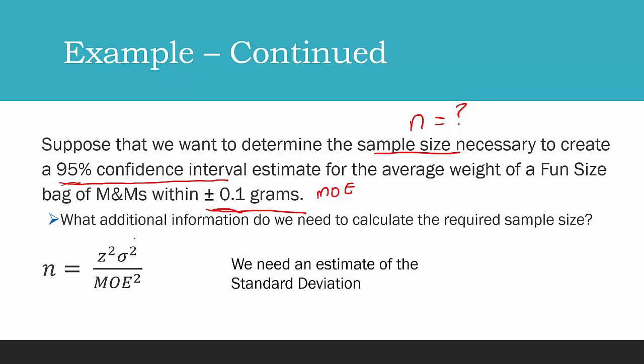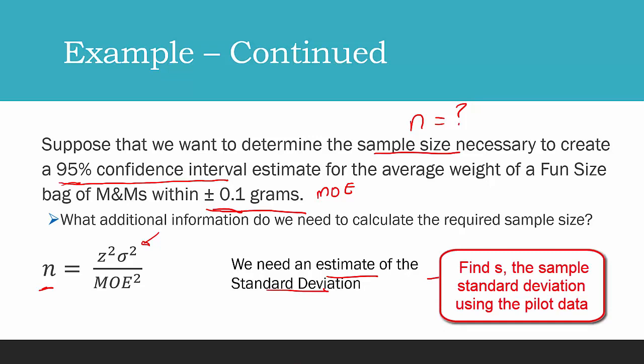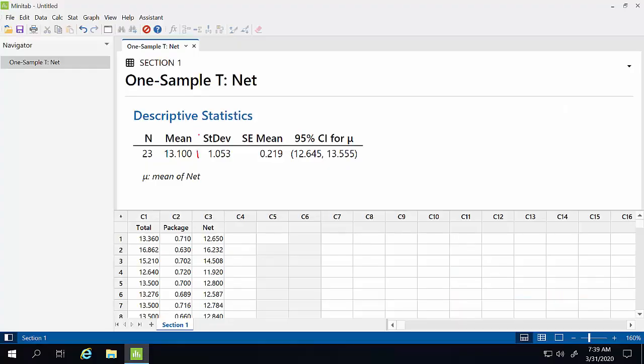To be able to calculate our N, we need to know some estimate of that standard deviation. In reality, we usually won't have sigma, so we'll need to find S. Remember, S is our sample standard deviation. We could find this by running descriptive statistics, but we can also go back and look at our Minitab output from running the confidence interval. The sample standard deviation will be included in that output. In our Minitab output, this value here is our sample standard deviation, or S. We can use this value S in place of sigma to calculate our required sample size.